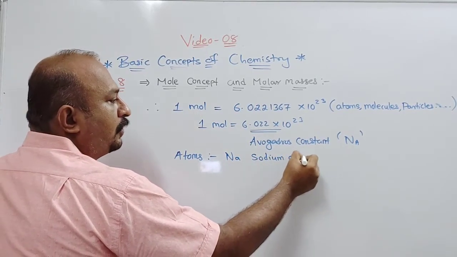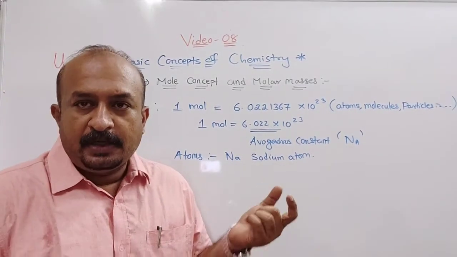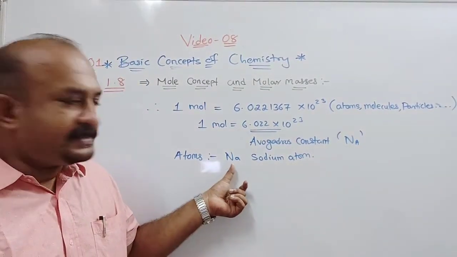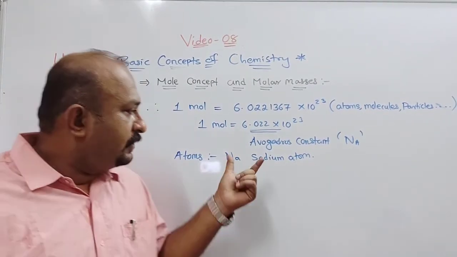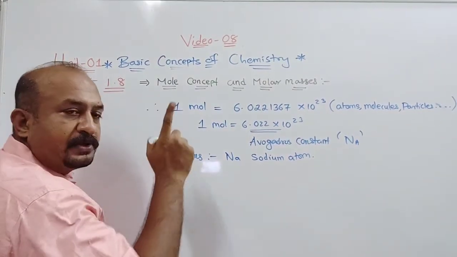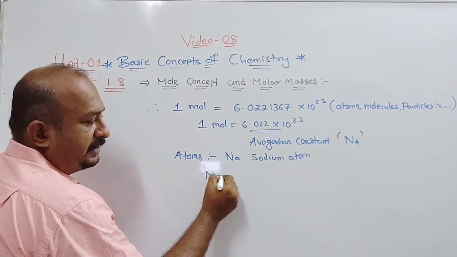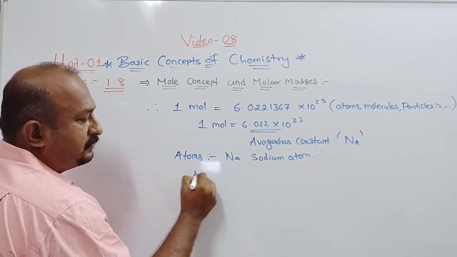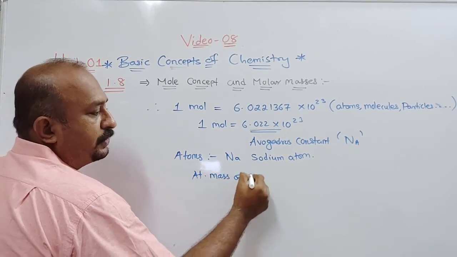Sodium atom. Always remember, whenever 2 letters are there for a symbol, the first letter should be in uppercase and the second letter should be in lowercase. Understood this part? Okay. So this sodium atom I am going to talk about. Now we know from what we say the mass spectrometer, the mass of a sodium atom, that is atomic mass.